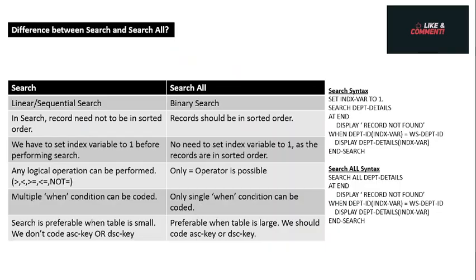And now next is, what is the difference between SEARCH and SEARCH ALL? In SEARCH we use linear or sequential search, and in SEARCH ALL we use binary search. In SEARCH, records need not be in sorted order, but in SEARCH ALL they should be in sorted order. In SEARCH, we have to set the index variable to 1 before performing the search. In SEARCH ALL there is no need to set the index variable to 1, as the records are in sorted order.